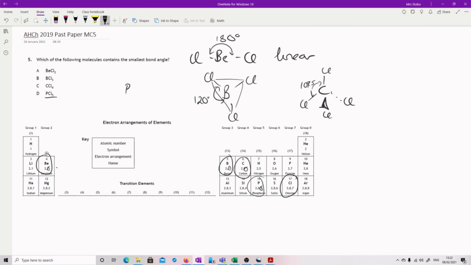Okay, so if we put phosphorus in the middle, we get a kind of trigonal formation in the center. Okay, so that's coming out to our chlorines. And then we also have one projecting up, one projecting down. This is your trigonal bipyramidal. And what's important, obviously that's 120, the same as we had here, but this angle here is a 90 degree. So smallest angle is in this.